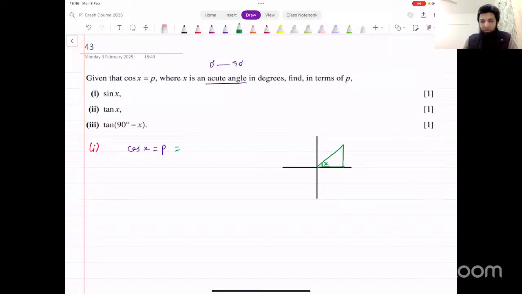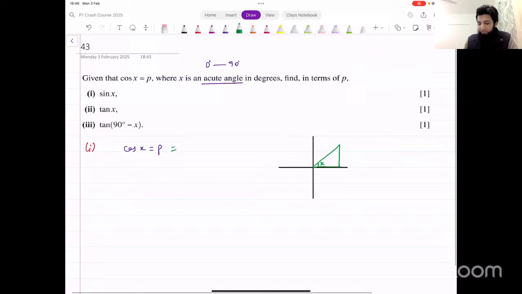Just remember that base can be negative and perpendicular can be negative in this context, because on the left side, the x coordinate is negative. So base would be considered negative, and below the x-axis, the y coordinate is negative. So the perpendicular will be considered negative. Just keep that in mind. Now, how is cos defined? Cos is defined as base over hypotenuse.